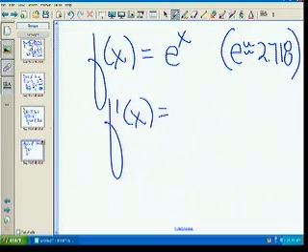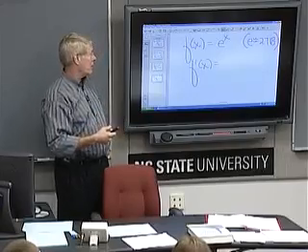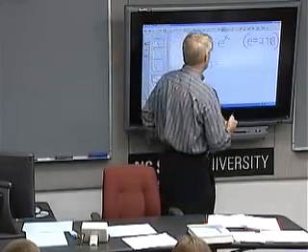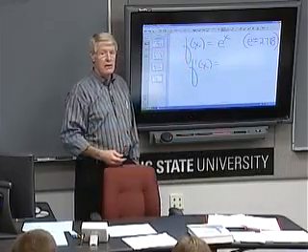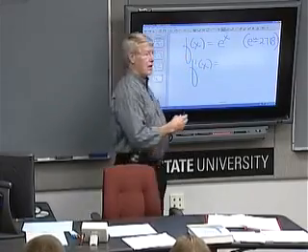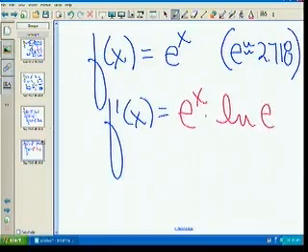This is still the same kind of deal. This is still a to the x, right? A is a specific number. It sounds like another letter, but it isn't a variable at all. It's a number, e. So the derivative should work the same way. So if that is the case, what should the derivative of e to the x be? E to the x times the natural log of e. Good. Natural log of e is 1.